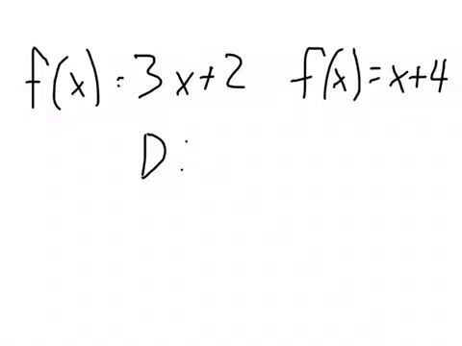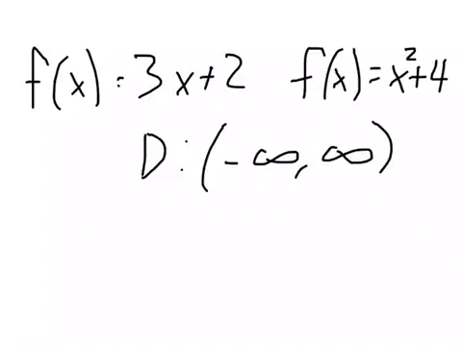On both of these equations, on both of these functions, there's nothing that would cause me to take pause and say, hey, look, 3x plus 2, there's something I can plug in for x that causes a bigger problem in my equation. Same thing on the x squared plus 4. Everything I can plug in there is going to be fine, so my domain, negative infinity to infinity, all real values.